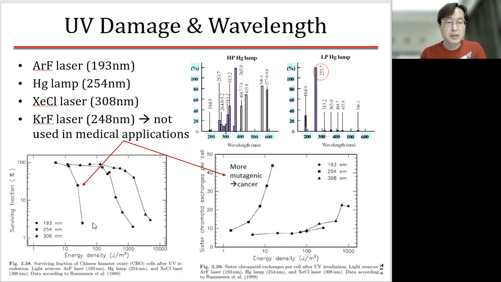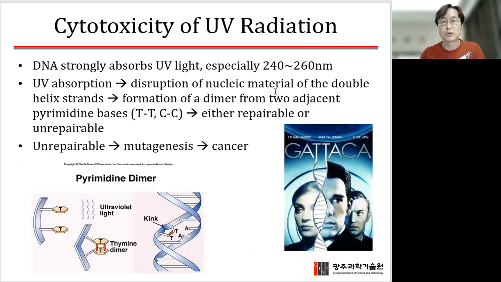Or that the shorter wavelength is more powerful so that it can damage the cell. But as you can see in this example, the 254 nanometer is longer than 193 nanometer. However, it can damage the cell more significantly. That is because the DNA is actually absorbing light in the 250 nanometer range, which is shown here, 240 to 260 nanometer.